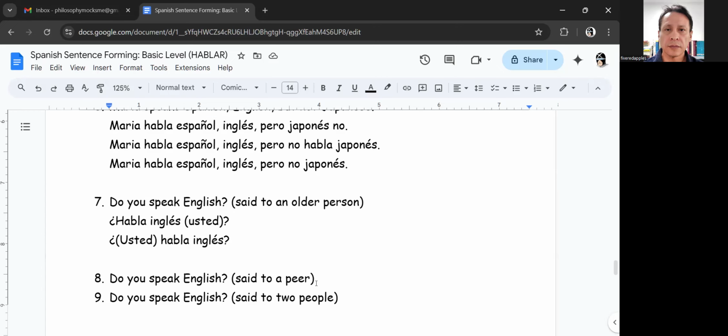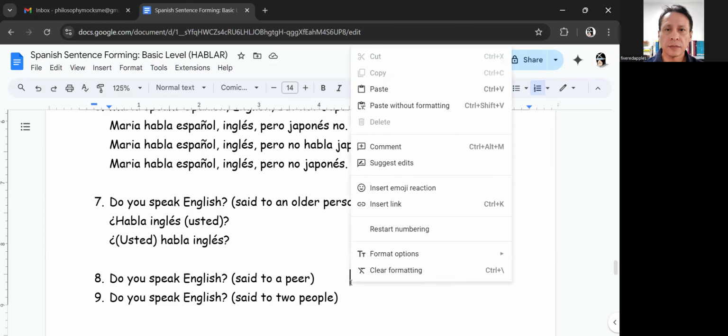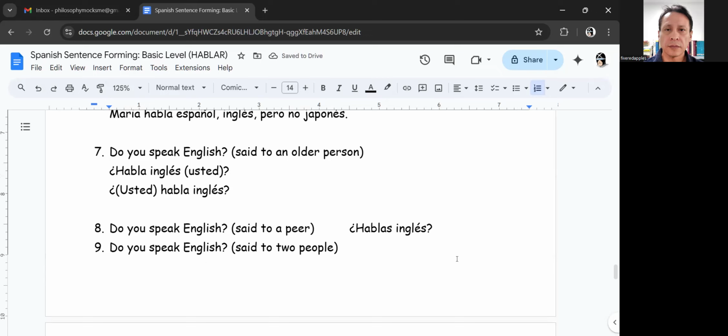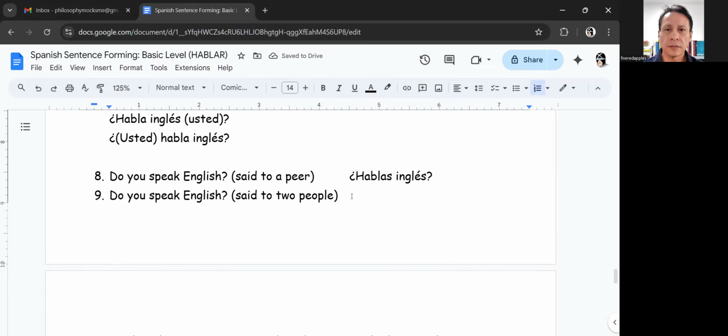Do you speak English? If you said it to a peer, right? Or like a friend, right? Or maybe, I think coworker would be acceptable if you're on good terms. So more just in the casual way. And this is going to be, since I have this already, hablas inglés. That's what the hablas corresponds to, the tú, which is the informal you. Hablas inglés. And how about, do you speak English said to two people? You're addressing two people. How would you say that? I won't put the answer yet.